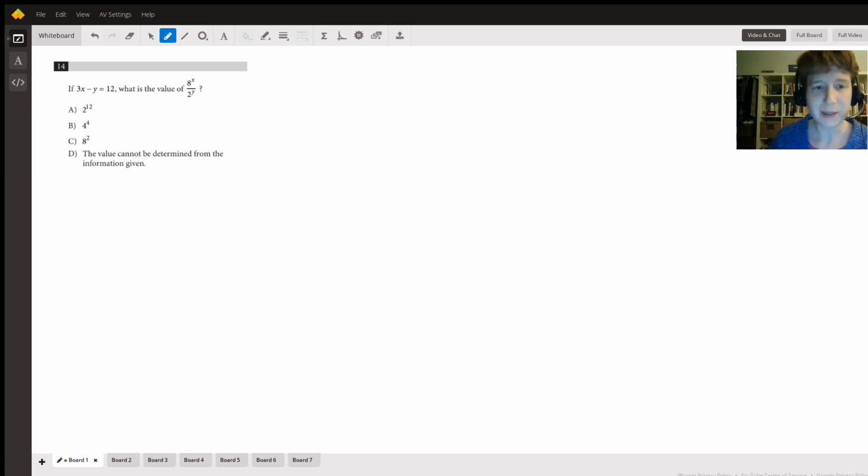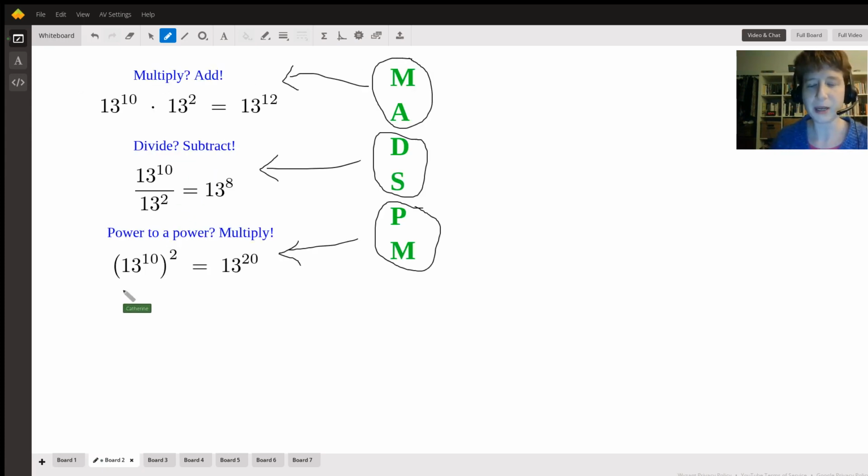Change of base is called such because we have lots of great exponent rules as long as we stick to the same base. What am I talking about? I'm talking about Mads PM. If you're not familiar with Mads PM, great time to take a screenshot.